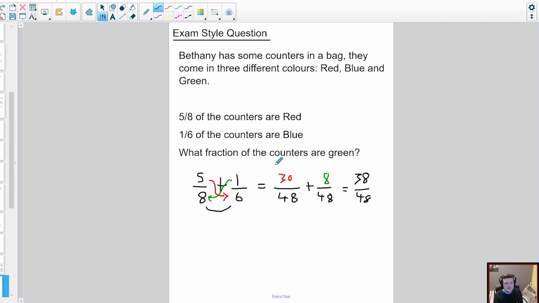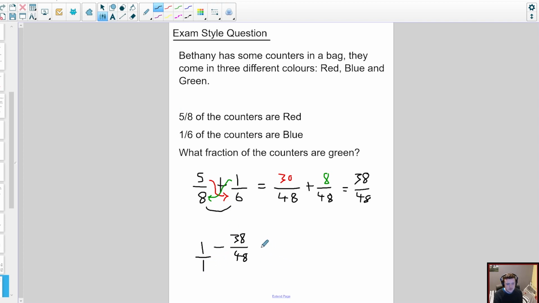If we think of all of the counters all together, that's going to be 100%, right? Or all of the counters. As a fraction, 100% is just the number 1. So what we're going to do now is we're going to do 1 minus 38 out of 48. Okay? Next, we're going to say, well, what does 1 mean as a fraction? Well, I could say that means 1 out of 1, or all of it.